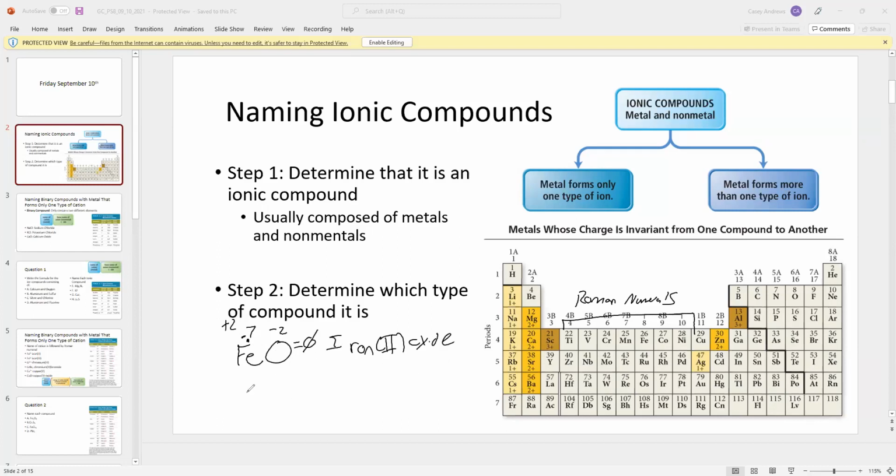How about, I don't know, VF3? Well, F is -1, so V must be +3 to interact with 3 fluorines. So this is vanadium(III) fluoride. You name the metal plus whatever charge it is plus the non-metal.